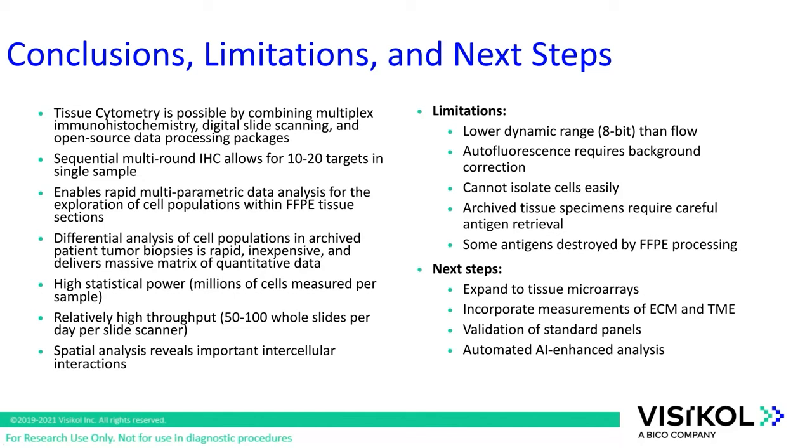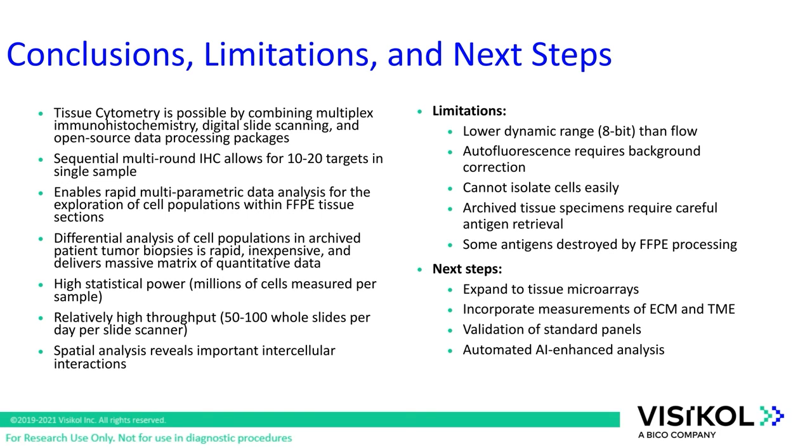We end up with an extremely high statistical power from this type of analysis, since we end up measuring millions of cells in every single sample, and it's relatively high throughput. With our technique, we can do 50 to 100 slides per day per scanner that we have. We have 2 Versos running pretty much around the clock here, but it's a fairly high throughput technique for histopathology. Most importantly, in my opinion, is the ability to then do the spatial analysis and understand the network of immune cells and how they're interacting and contributing to changes in the progression of the disease.